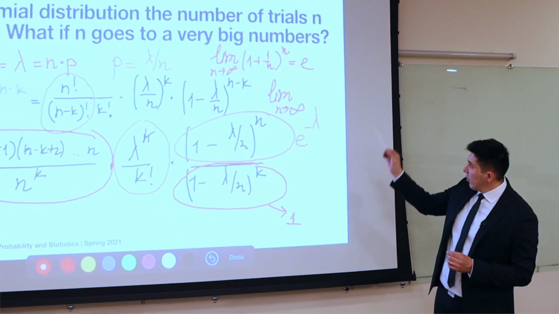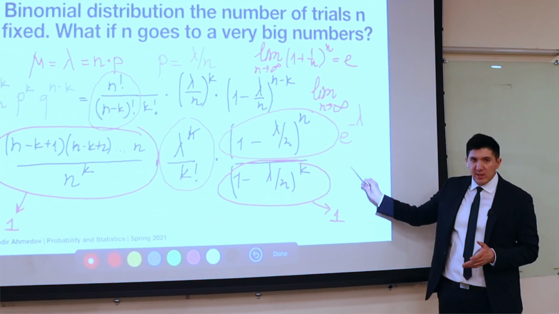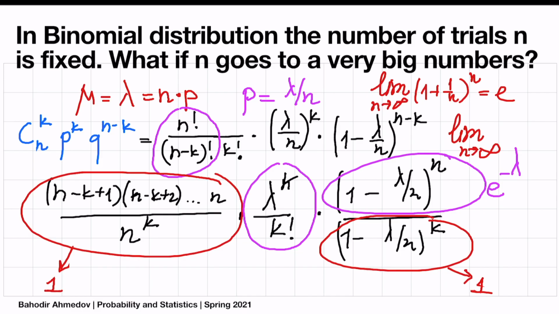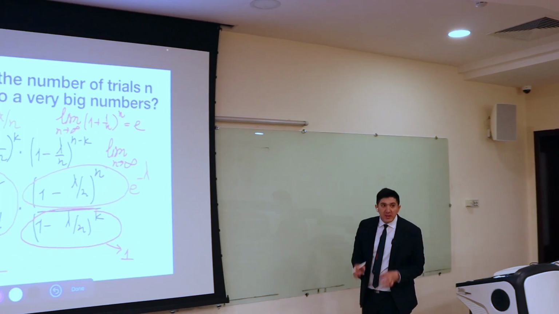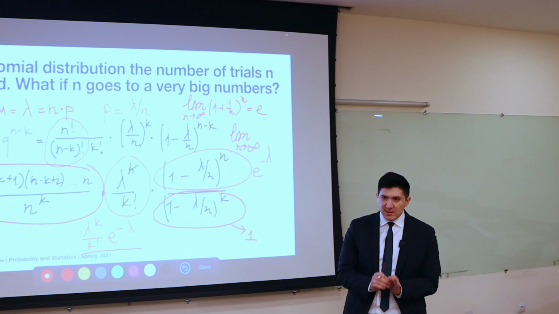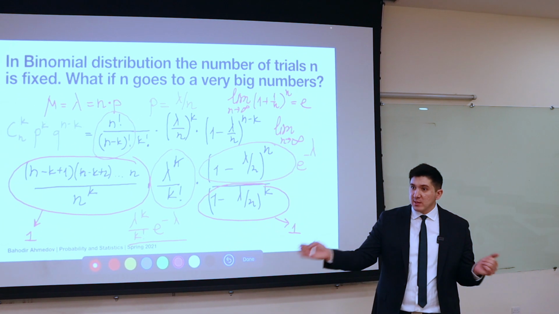By just using that formula, we can prove that this is equal to e to the power of minus lambda. So what is left when n goes to infinity? Lambda to the power of k divided by k factorial times e to the power of minus k. Or minus lambda, sorry. This is what is left when n goes to infinity. And this is going to be the distribution. So we got this from the probability of having k successes in n trials when n goes to infinity.